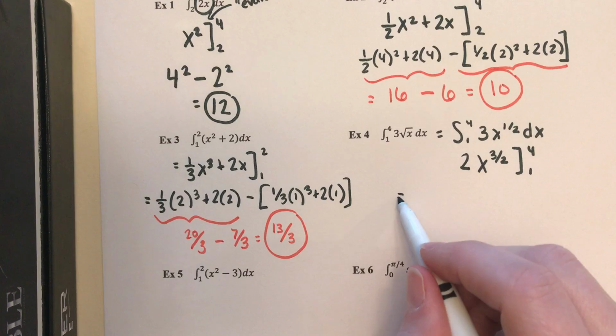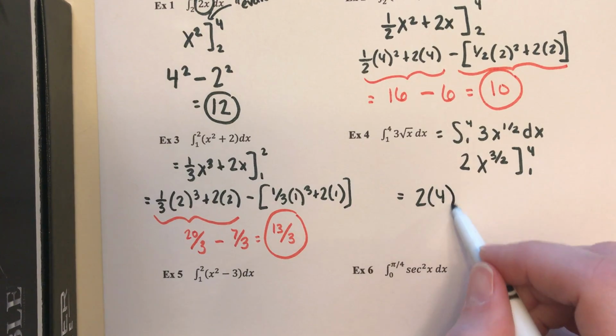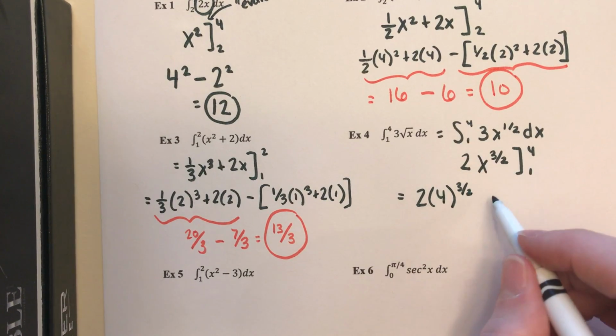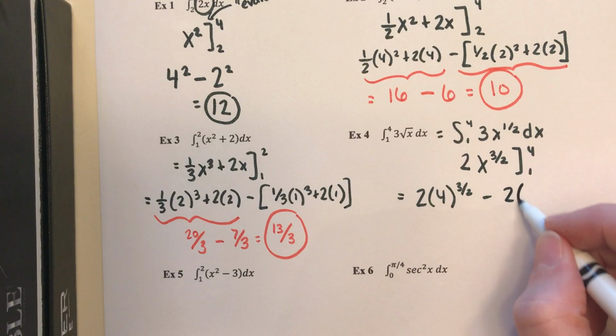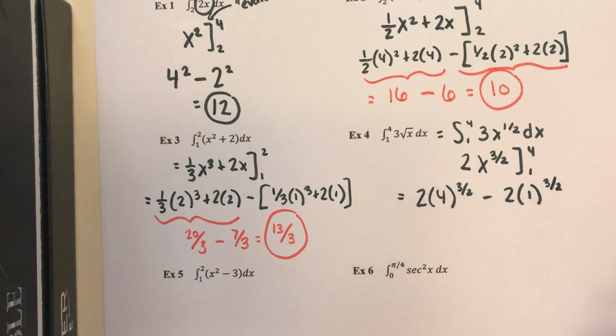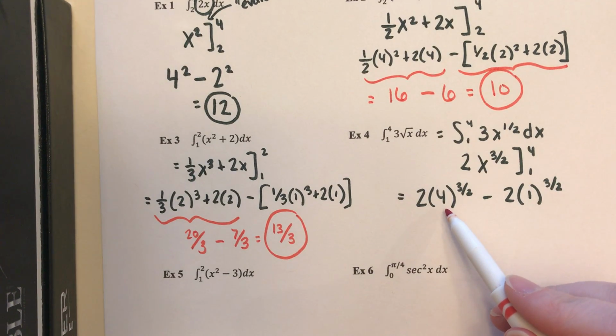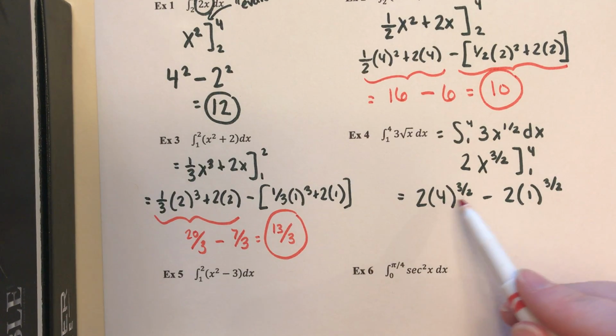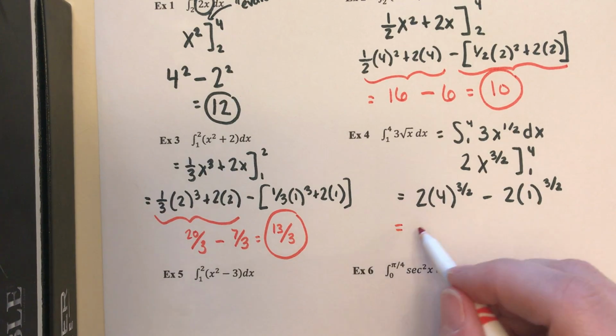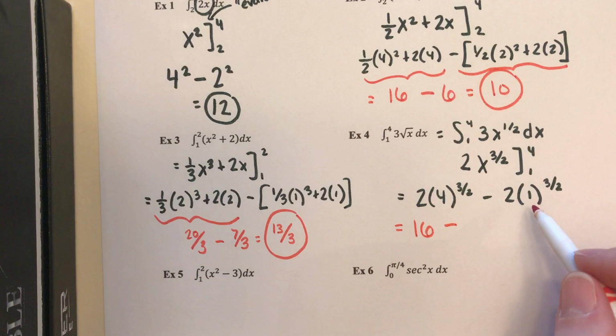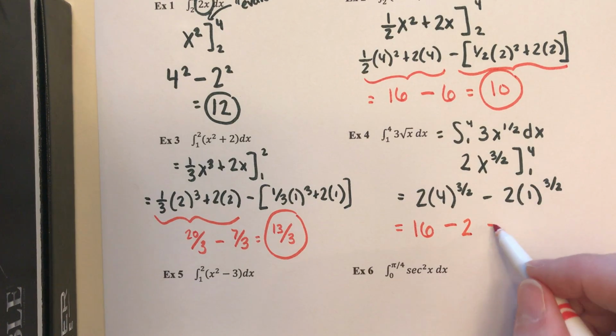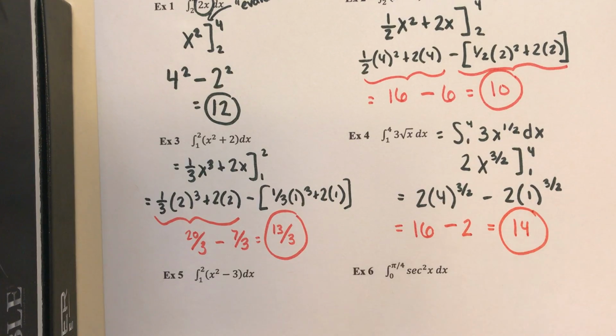Okay, so I'm going to plug the 4 in first. 2 times 4 to the 3/2. Minus, now I'm going to plug the 1 in. 2 times 1 to the 3/2. And now I'm going to solve. So 4 to the 3/2 would be 8, right? The square root of 4 is 2. 2 cubed is 8. Times the 2 out in front gives me 16. Minus anything, 1 to anything is 1. So minus 2. That gives me 14.